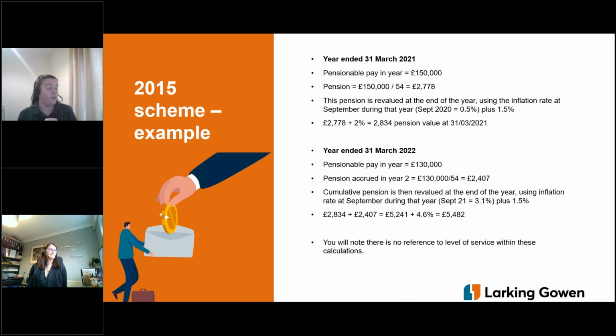There's another question. I have a Phoenix Life AVC that matures when I retire and take my 95. Can I invest these AVC benefits in my remaining 2015 scheme? So effectively, I'm assuming you're talking about transferring that pot into the 2015 scheme.